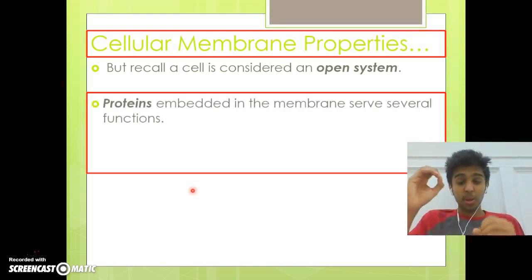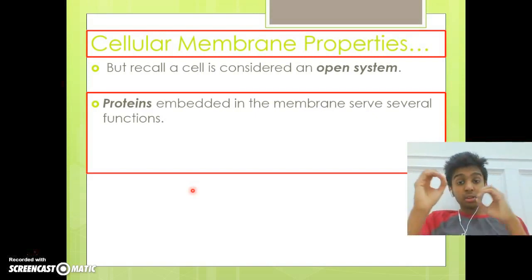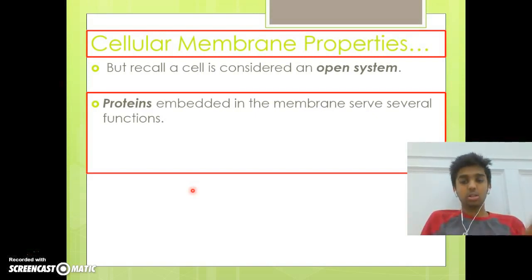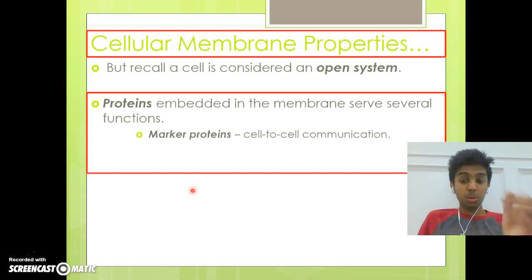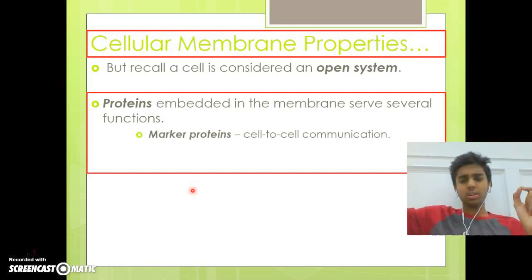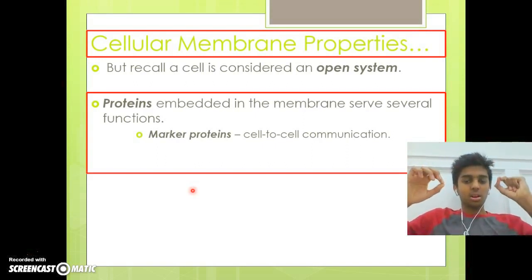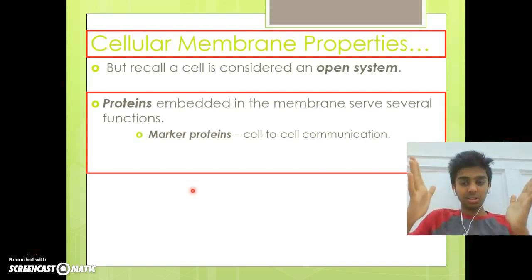Proteins are actually embedded in the membrane in several different areas with several different functions. This is what we'll analyze. There's marker proteins. They're responsible for cell-to-cell communication. So one cell talking to another cell, kind of like Facebook. They're all in their big group chat, and a marker protein is like a Facebook profile talking to another Facebook profile. Cell-to-cell communication.